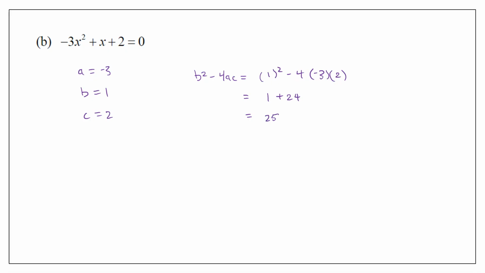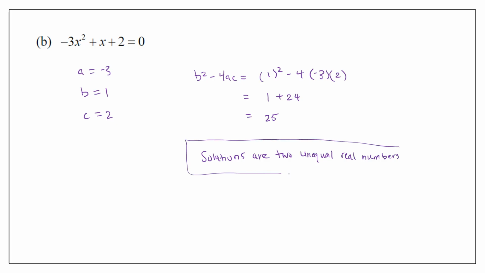Now, 25 is greater than 0. So, since our discriminant is greater than 0, our solutions are two unequal real numbers. Alrighty.